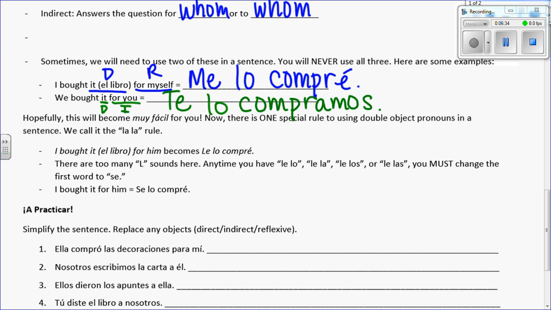So in Spanish, they structure things a little bit backwards from us. So literally we're saying you, it, we bought. Okay? Hopefully this will become muy fácil for you.